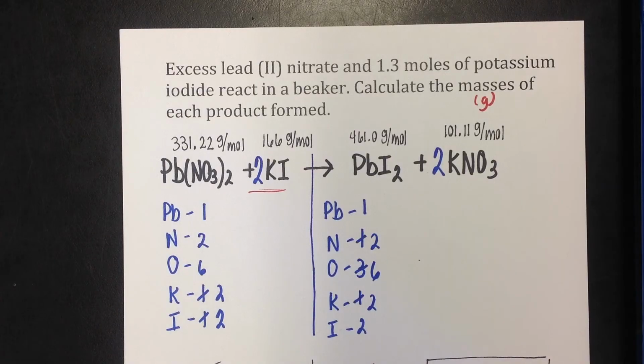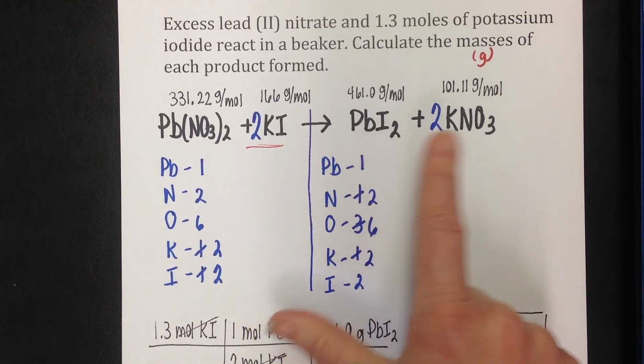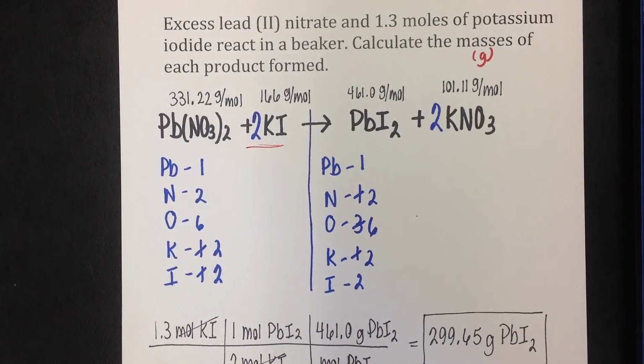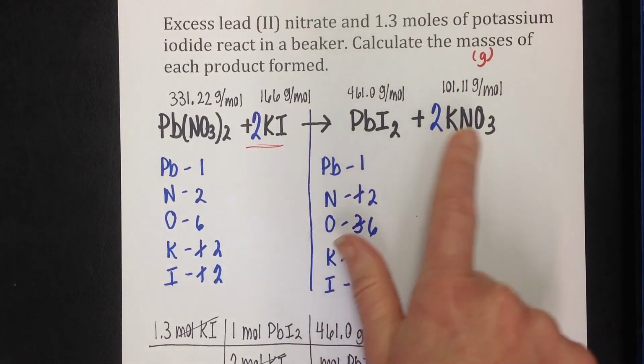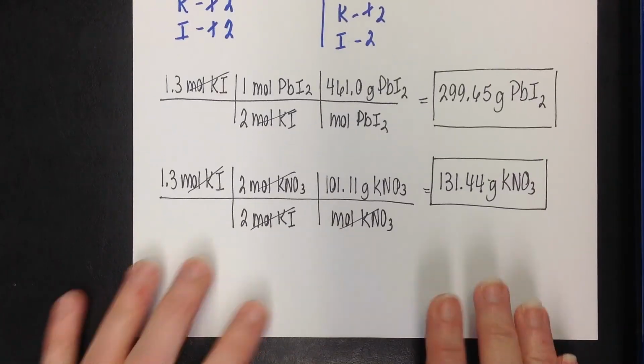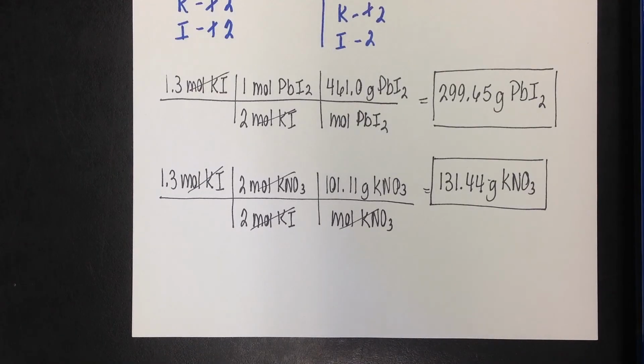This problem could have very easily just said, calculate the mass of this or this. It could have said, calculate the moles of this or this. And in those cases, your work would have looked a little shorter, a little different. They're all very small, simple steps. You just got to put them together in the correct order.